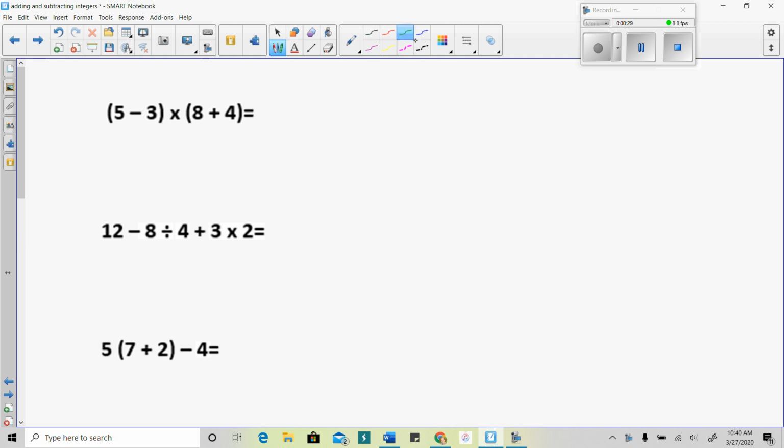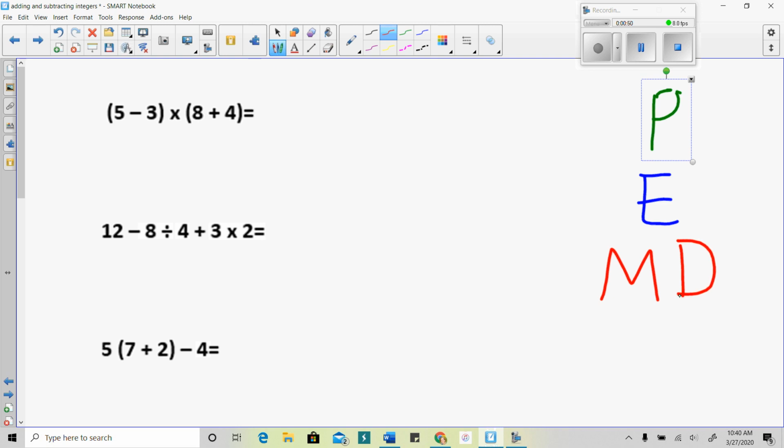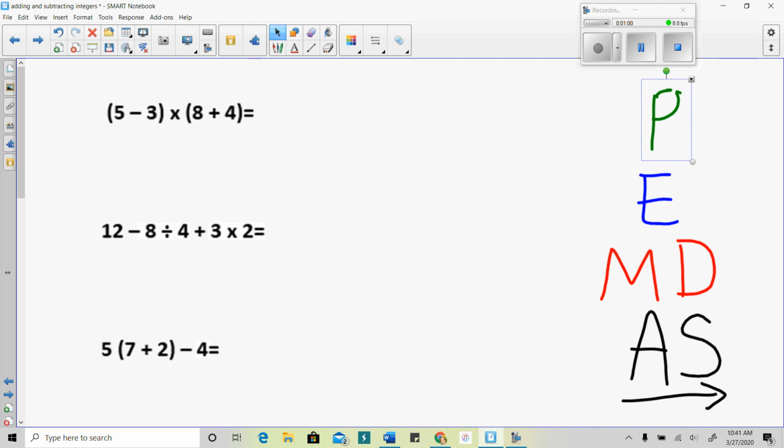So take your first color and on your sheet of paper, write the letter P for parentheses, and then we're going to switch colors. So take your second color and write the letter E for exponents. Then take your third color and you're going to write MD for multiply and divide. And then with your last color, you're going to write AS for add and subtract. And remember, we are going to use the left to right rule. Now, if you don't have a printer, just write these down on a sheet of paper as you go, and you'll do it that way.